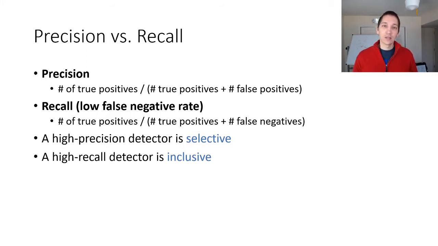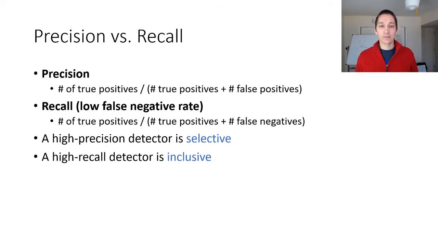Precision is the number of true positives divided by the number of true positives and the number of false positives. So this is the number of true positives that exist in the things that I return as matches. The recall is trying to measure the false negative rate. So it's the number of true positives divided by the number of true positives and false negatives. So this is the number of true positives that I've detected correctly divided by the number of positives in the ground truth data set.